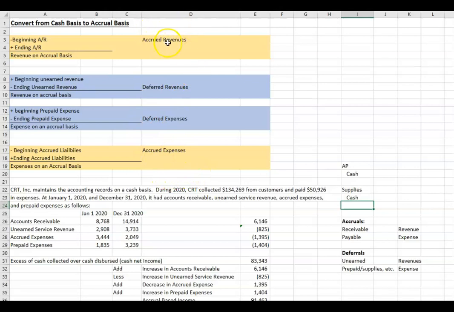Now, if you're going to use these rules, I wanted to show you an easier way to remember them. I put accrued revenues and accrued expenses in one color. That's because they're treated the same. Watch. They both start with a negative beginning and an add ending. All accrued expenses will do that. Deferrals work the same way. So deferrals have plus beginning and minus ending. So that's easier because you only have to remember two things: how do accrueds work and how do deferrals work.